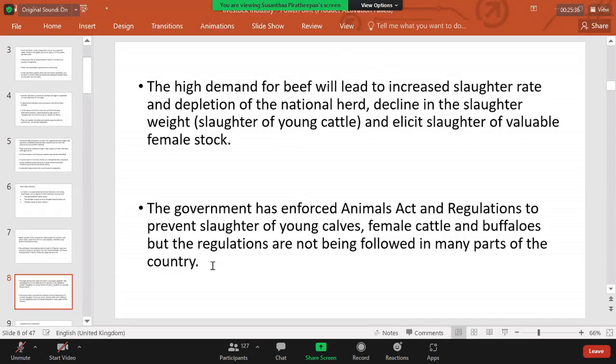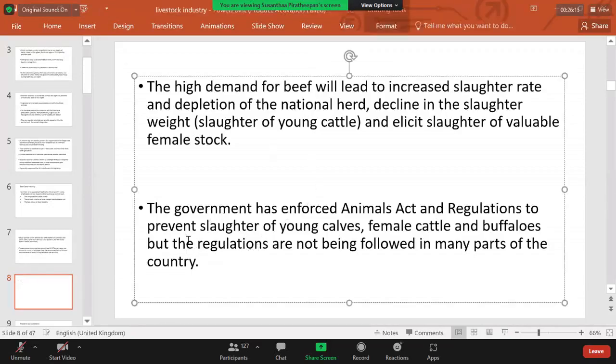Okay. If you have a proper beef industry, you're growing the animal for beef production only. But we don't have that, while the demand is increasing in our country. We have restrictions on slaughtering female animals, but sometimes there may be illegal slaughtering. No female animal should be slaughtered, and if a person is found slaughtering a female animal, they will be imprisoned, because that's a very serious crime. The government has enforced the Animal Act and regulations to prevent slaughter of young calves, female cattle, and buffaloes, but the regulations are not being followed in many parts of the country.